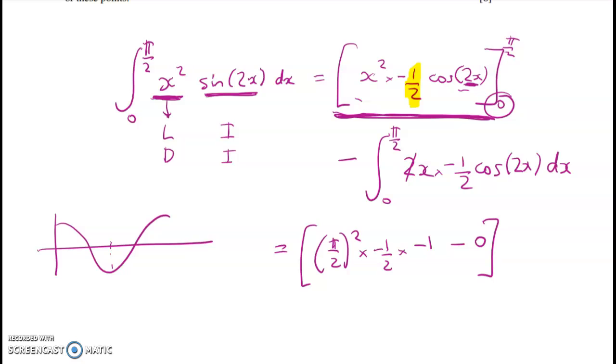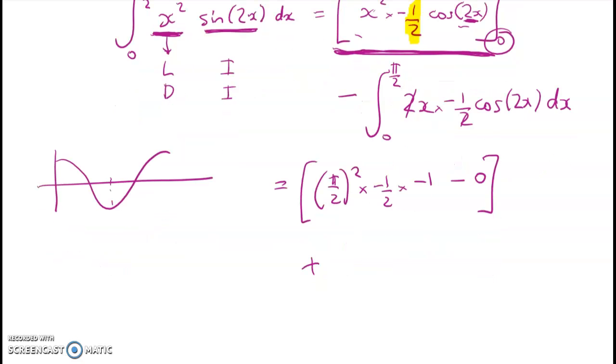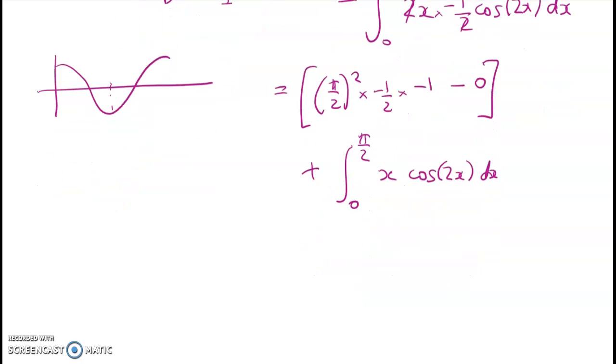Now cleaning this up will give me plus the integral from pi on 2 to 0 of x cos of 2x dx. So the first bit here, this evaluation, gives me pi squared divided by 4 times 2, which is 8. And here I have to do IBP again on the integral. So this one I'm going to leave or differentiate, and this is what I'm going to integrate. Okay, so we've got pi squared on 8.